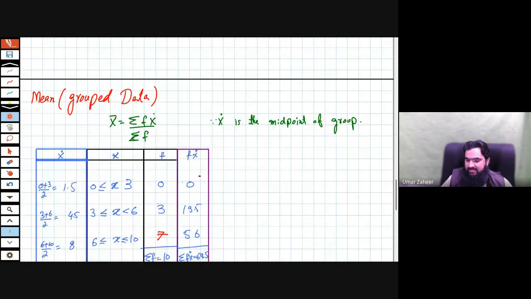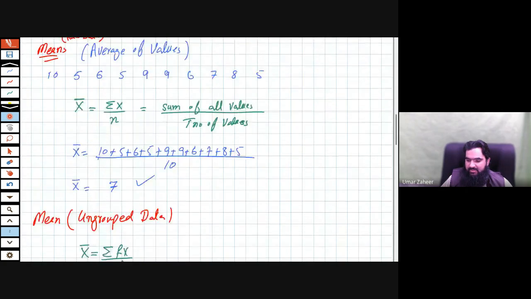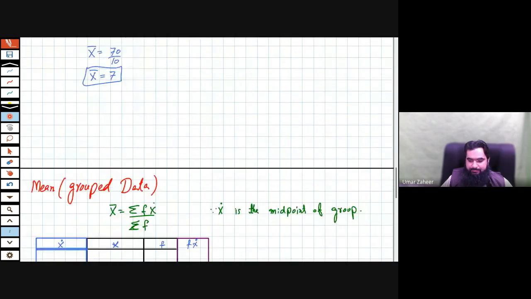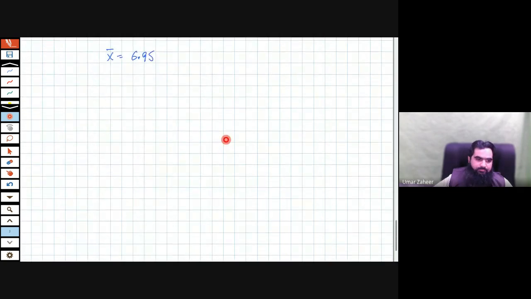Yes, I want it to be clear how to find the mean in the group data, raw data, and ungrouped data. Any questions? No, sir.